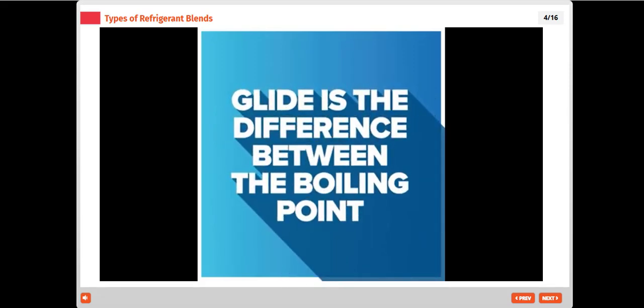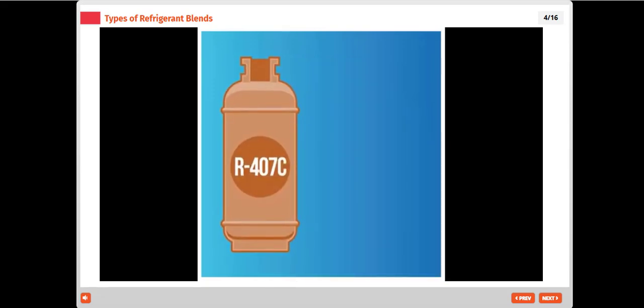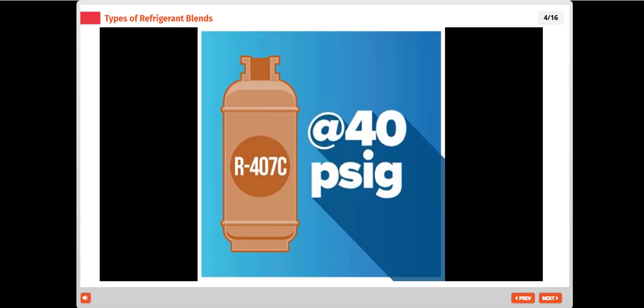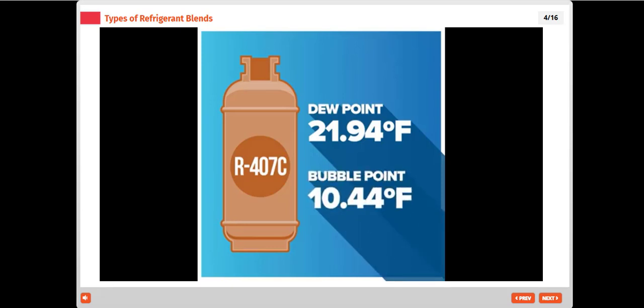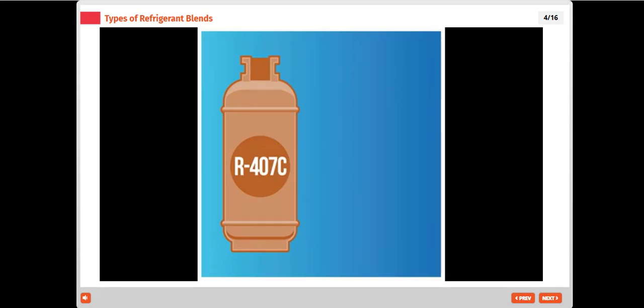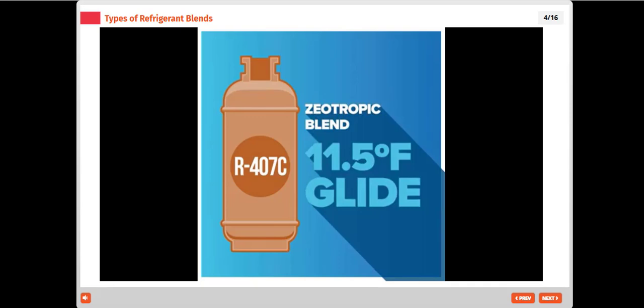Glide is the difference between the boiling point of the most volatile component compared to the least volatile component within the refrigerant blend. For example, R407C at 40 psig has a dew point, that's the point of condensation, of 21.94 degrees Fahrenheit, and a bubble point, the point of evaporation, of 10.44 degrees Fahrenheit. This means that this particular zeotropic blend has approximately 11.5 degrees Fahrenheit of glide.